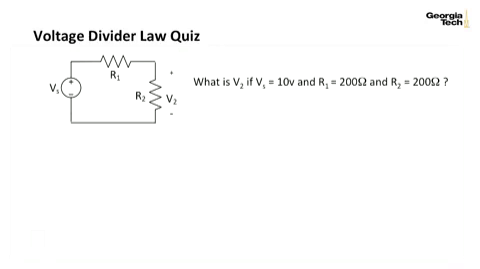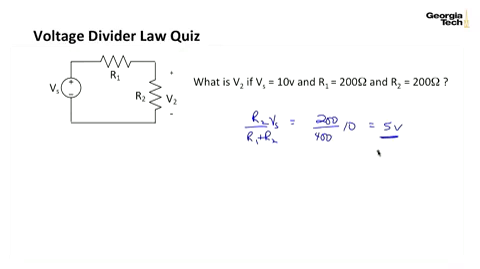Now, I want you to solve this problem. Given this expression, what if I want to solve for V sub 2 with these variables right here? Okay, in this particular case, we've got the resistor over the sum of the two resistors. So remember, it's R2 over R1 plus R2, times V sub S. We've got 200 over 400 times V sub S, which is 10. So we've got 5 volts.